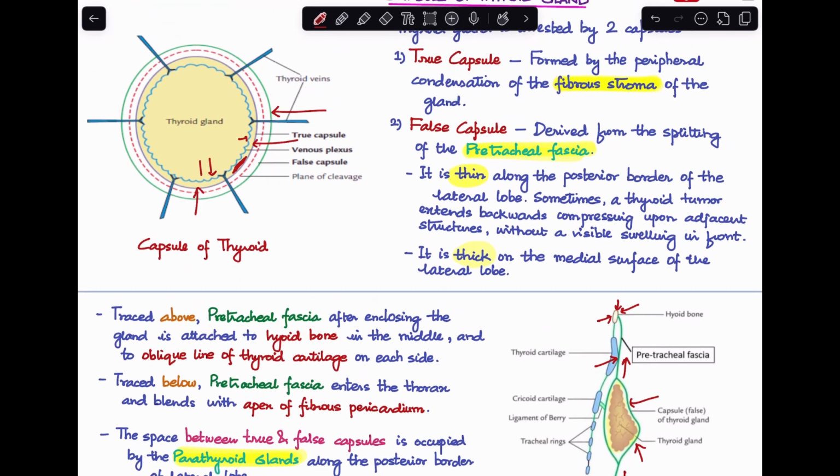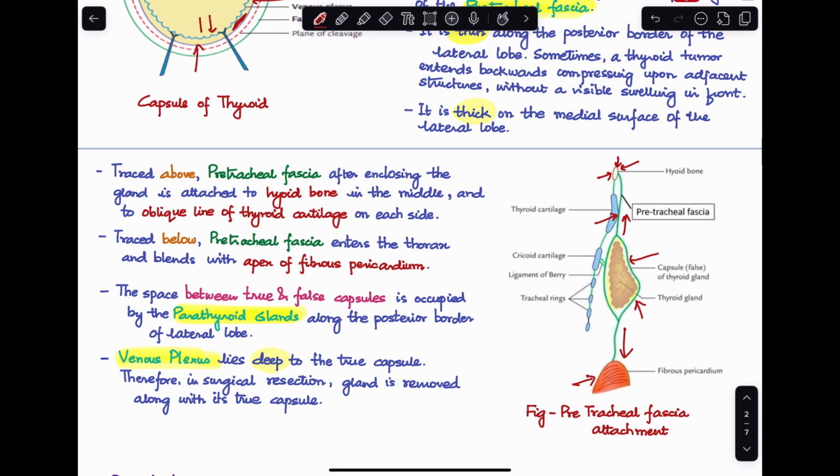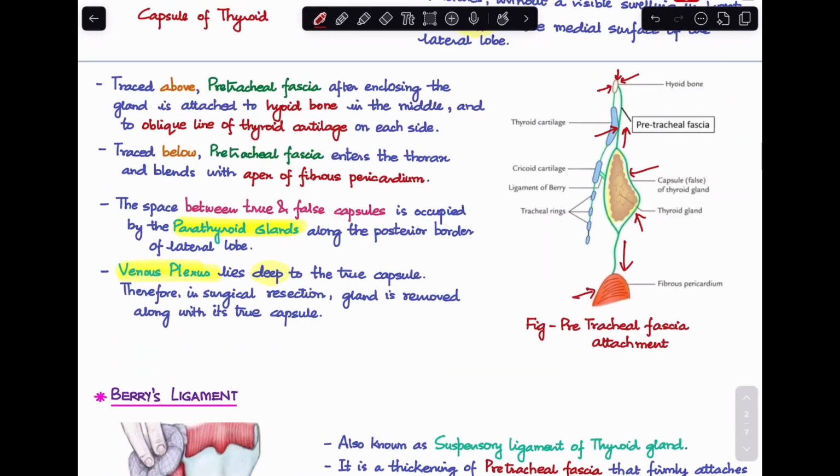There are two capsules of the thyroid gland. One is a true capsule and one is a false capsule. True capsule is formed by the peripheral condensation of the fibrous stroma of the gland itself. False capsule is derived from pretracheal fascia. Now, in between the true and the false capsule lies the parathyroid gland, and deep to the true capsule, within the substance of the thyroid gland, lies the venous plexus of the thyroid gland. So this was about the capsule of the thyroid gland.